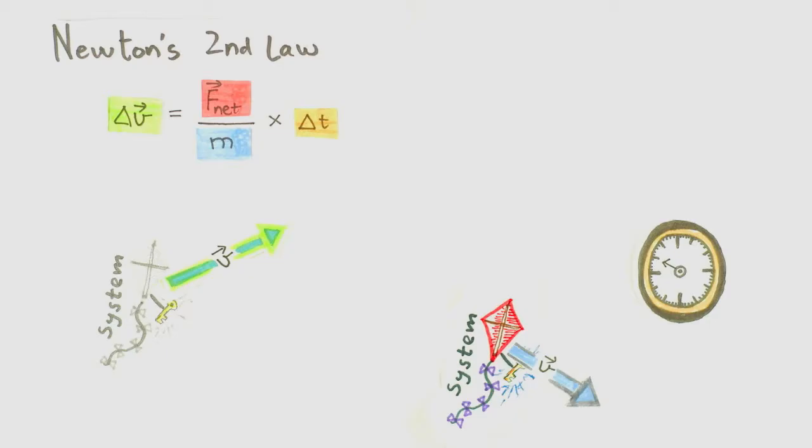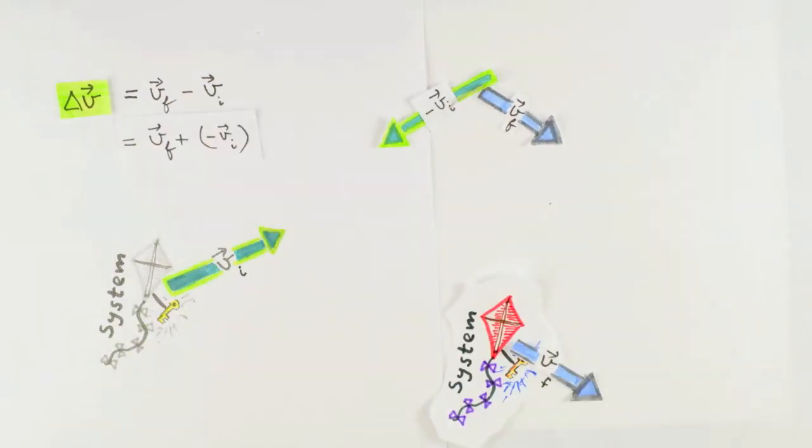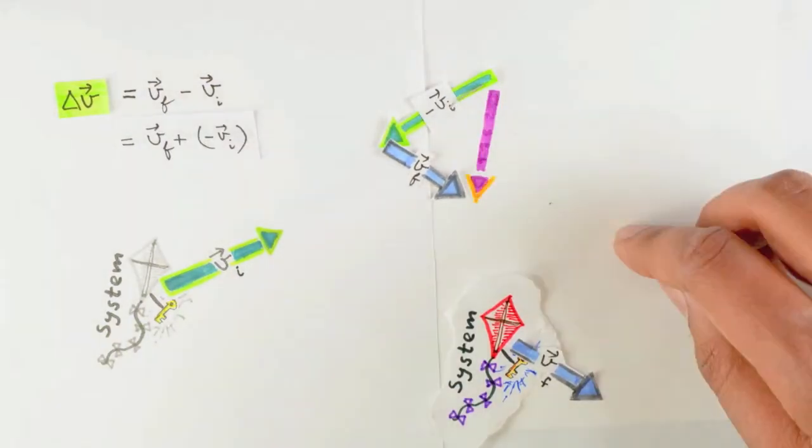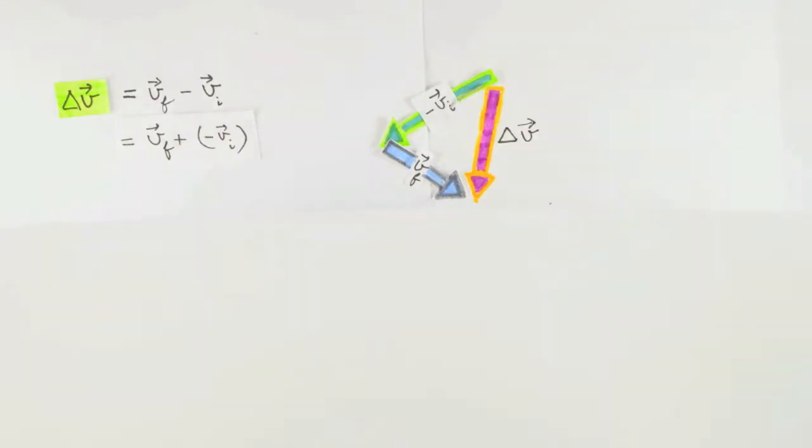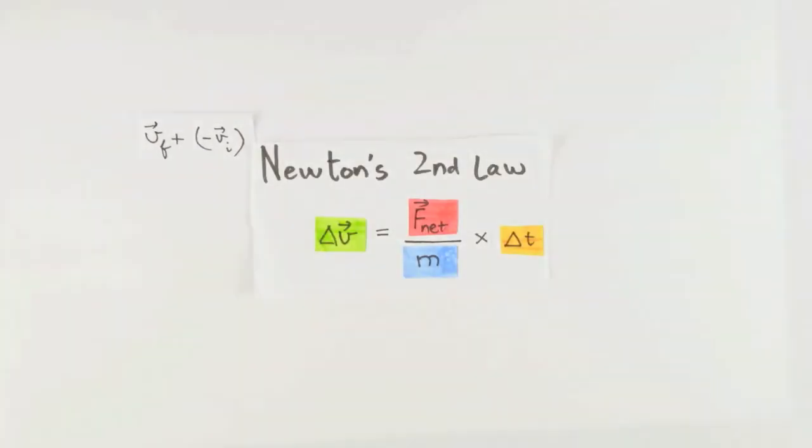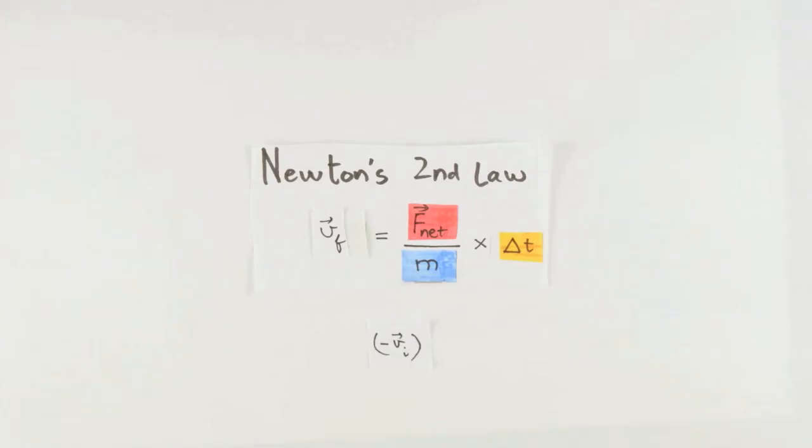Let's call the velocity at the later time the final velocity, written as v with a subscript f, or v sub f, and the velocity at the earlier time, the initial velocity, written as v sub i. With a little more algebra, we end up with Newton's second law in a form that predicts the future, predicts the final velocity of our system. Let's explore this a bit.